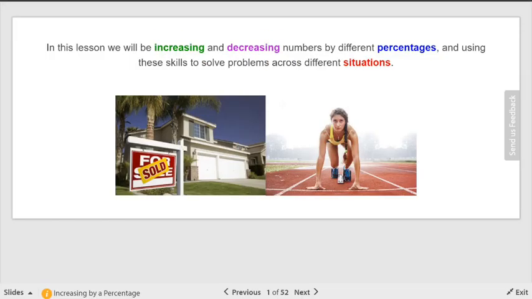So in this lesson, we're going to be increasing and decreasing numbers by different percentages. So that's our task. And then we're going to be looking at lots of situations, lots of applied problems. Carefully read these and work on these, because this is exactly the kind of thing you're going to see in the assessment. I guarantee you're going to see percent increasing and decreasing problems.